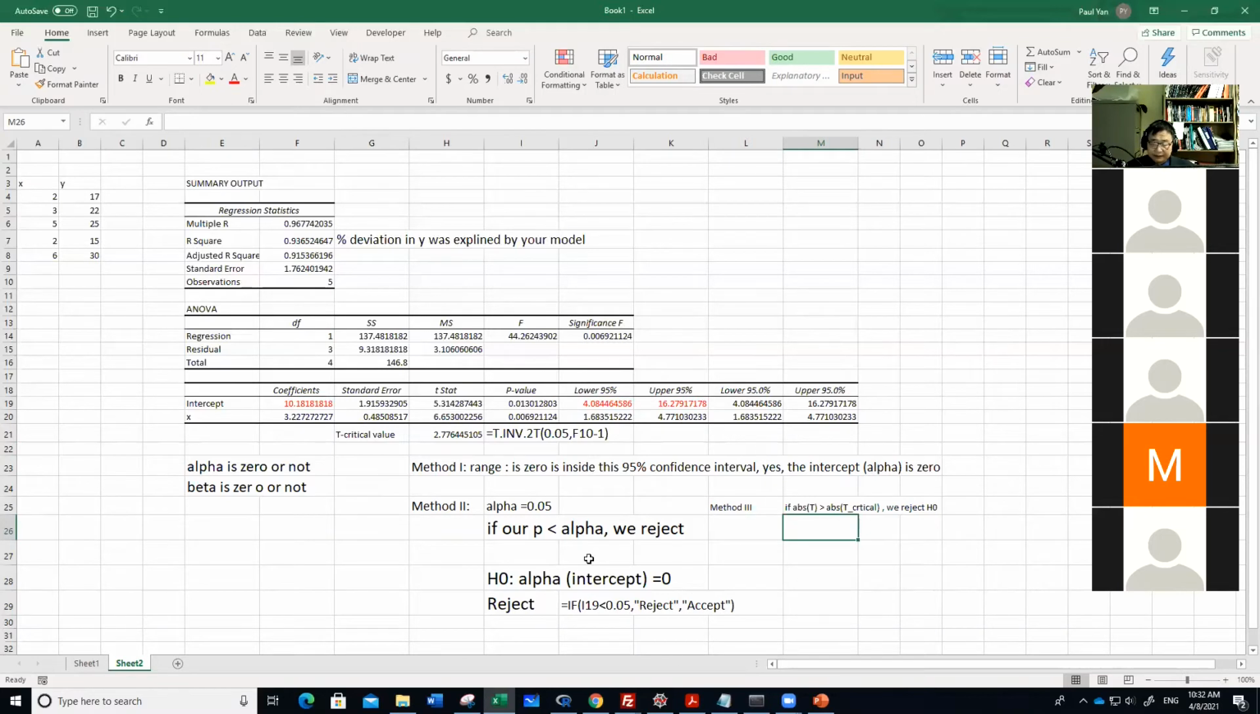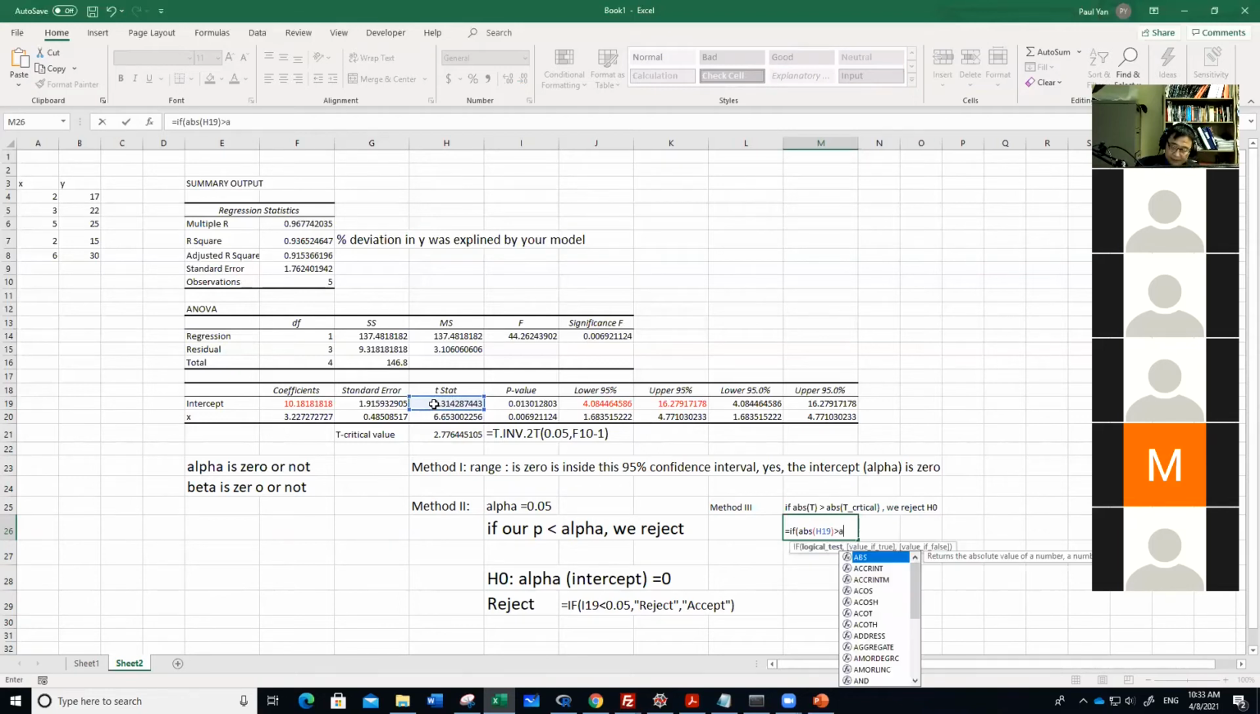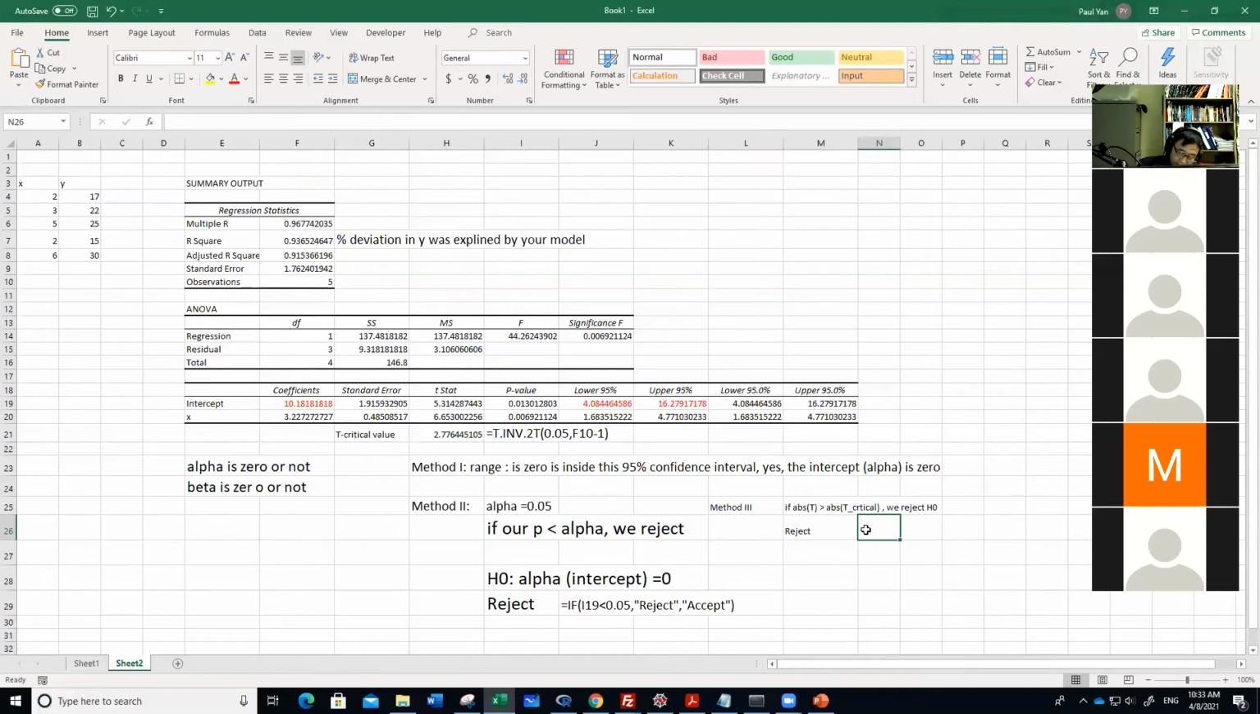Of course, these 3 methods are consistent. If you look here, I'm going to type: if the t stat, I use absolute value. Although both are positive, it seems the absolute value is redundant, but I use ABS. Suppose it's larger than the ABS critical value, we reject. Otherwise, we accept. Of course, for this one, we reject.